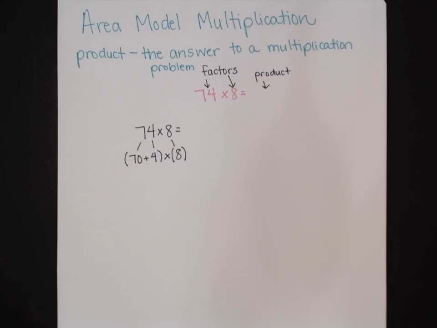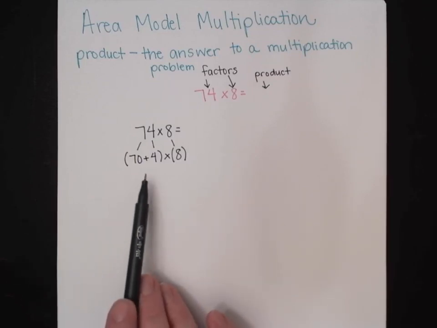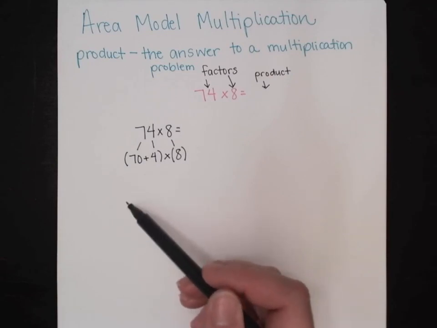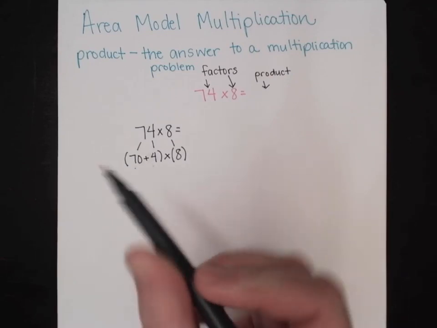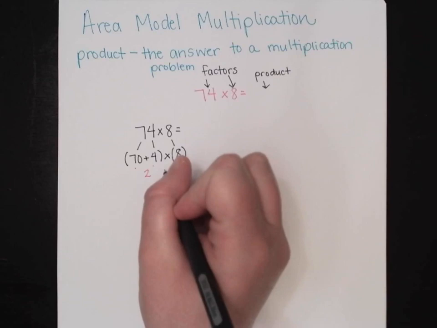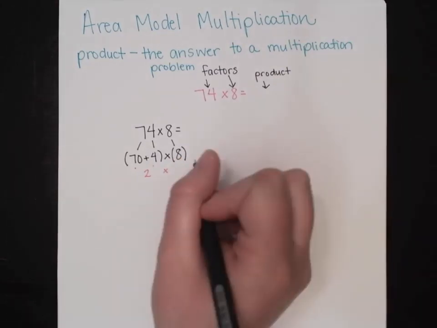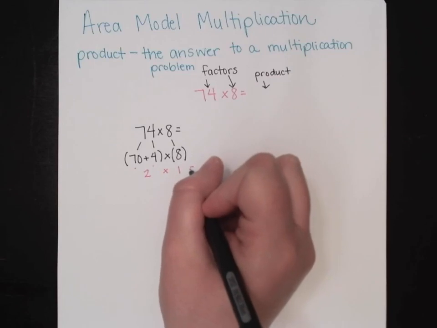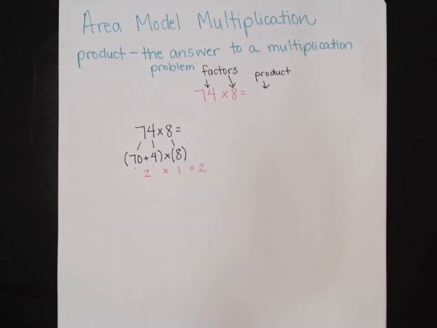Now to figure out how many boxes I need to solve this problem using the area model, I need to find the area of the box. All I do is count the digits I have when this first factor, 74, is written in expanded form. So I have 1, 2, and I multiply that by the amount of numbers I have here. So I have one number here. 2 times 1 equals 2. So that means my area model just needs 2 boxes. So I'm going to go ahead and get that set up.